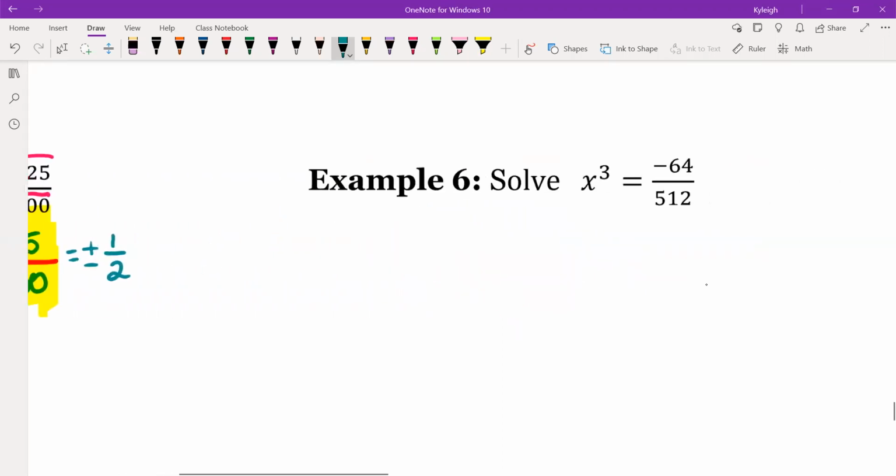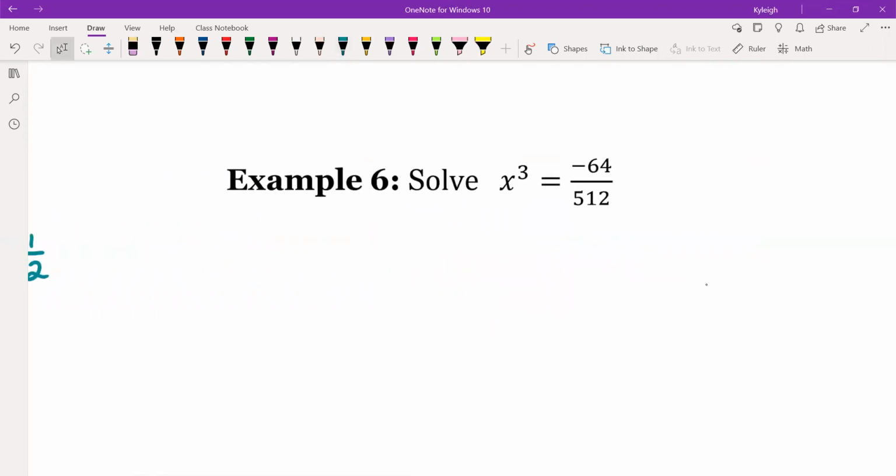So I want you to try example 6. It's the same thing, it's a fraction, except just take the cube root of the top, cube root of the bottom, okay? Just try that right now. So when you do the cube root of negative 64, you should get negative 4. Cube root of 512, you should have gotten 8. And again, 4 over 8, we can simplify that fraction. When we simplify that fraction, it becomes 1/2, and our negative comes along. Okay, so make sure you ask questions in class next time I see you.